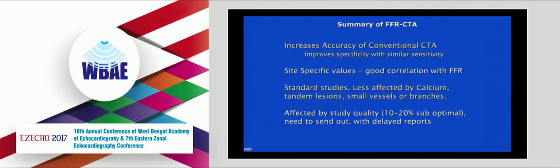Where is FFR CT in this picture? It improves the accuracy of conventional CTA. It can provide site-specific values, so if you have 2 or 3 tandem lesions, you can find out the FFR in each of those segments. It's obtained from standard studies. It's not affected by calcium.